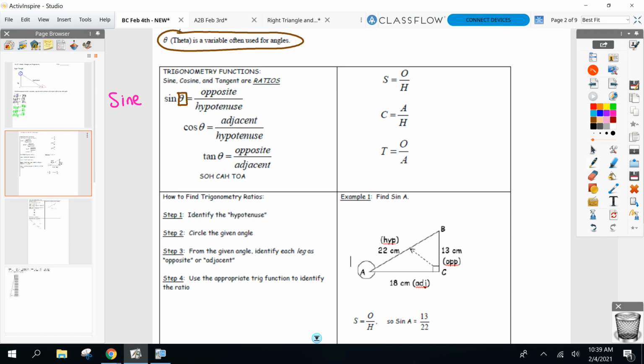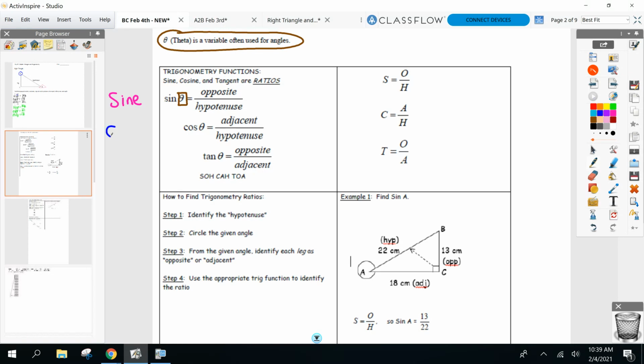It's a variable. I could have put sine of A, like angle A, sine of B, angle B, but I put theta there. That's an angle measure. Here's what the sine ratio is equal to. It's the opposite side over the hypotenuse side. That's where I get the two numbers for the sine ratio. You take the opposite side and put it over the hypotenuse side. That's the sine ratio.